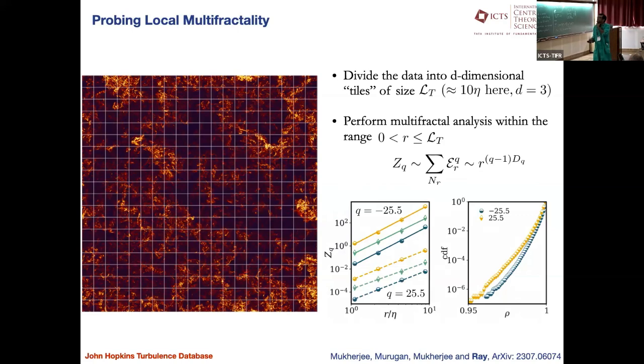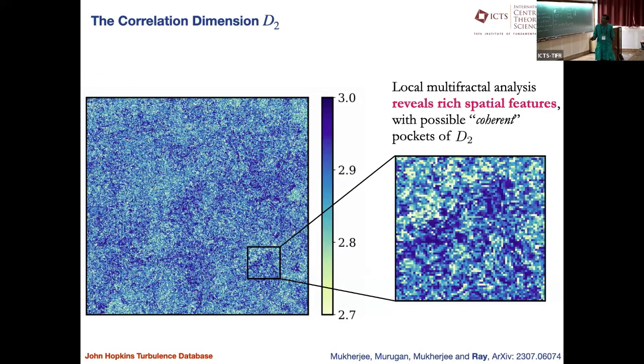All right. So one can calculate the partition function, if you like, in these different tiles, and then measure the singularity spectrum from there. As a quick remark, for example, what happens if you look at the correlation dimension D2 in the tiling approach? So now this is D2 of x, and you see this widely varying behavior from the 2.7-ish that we are familiar with, all the way up to 3. So here's a zoomed in pattern.